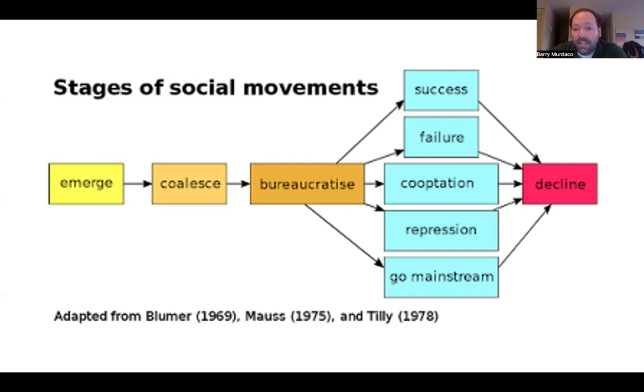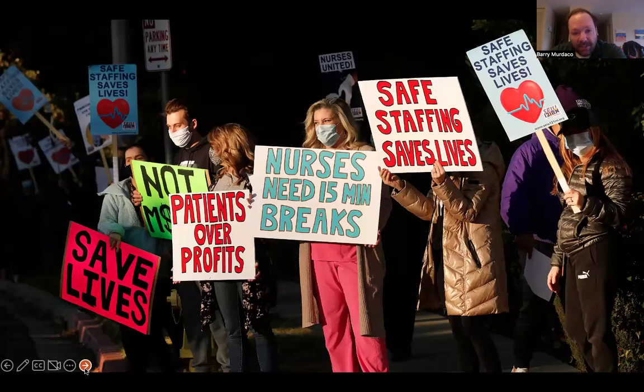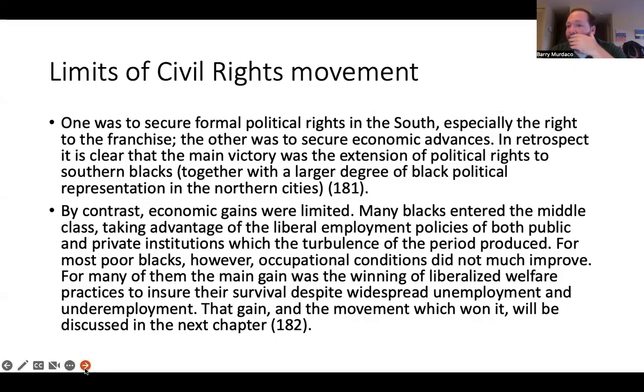And of course, in many cases, social movements are repressed, oftentimes using violence as well. You can see an example of this from recent times. All right. Now let's get into the civil rights movement. This is what I asked people to read for this class.